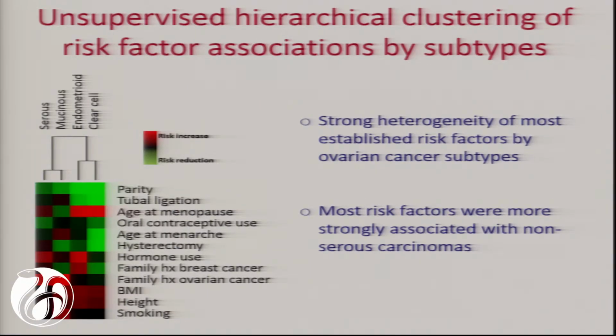So this is just putting it all together in one figure, because looking at all those tables is difficult. And what we did here is we took the individual associations and put them into an unsupervised hierarchical cluster algorithm, and this is what it shows. It shows that we have risk factors that are associated with a risk reduction in green, and those with a risk increase in red. And you see that there's a very heterogeneous picture. If you look at all the 4 subtypes, you see that endometrioid and clear cell are grouped closer together, and then serous and mucinous are separated out.